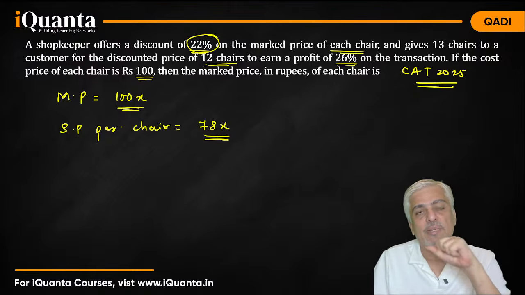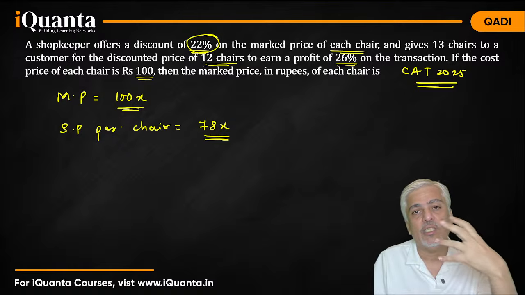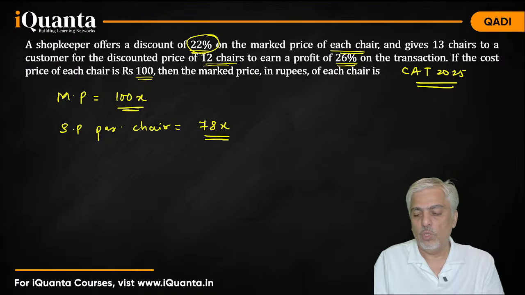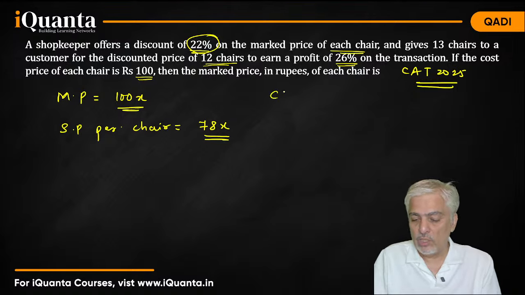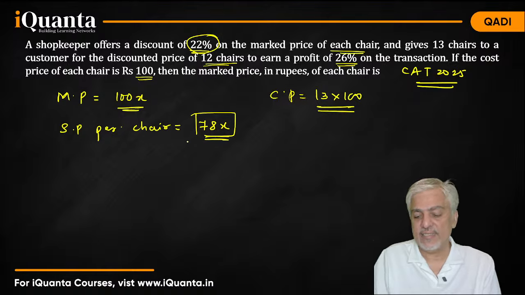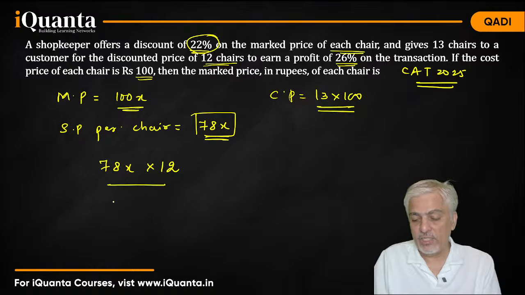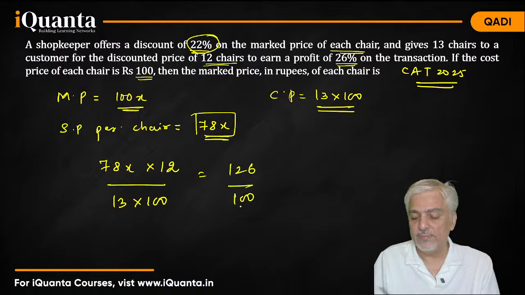Now think from a very simple perspective. How many chairs did you give to the customer? 13 chairs. Whatever you gave, one free, but you had to pay for 13 chairs. So your total cost price is 13 into 100. And you are selling one chair for 78x. The customer has paid you only for 12 chairs. So this is your total selling price. This is your total cost price. And you have made a total profit of 26%. Right? So this is 126 upon 100.